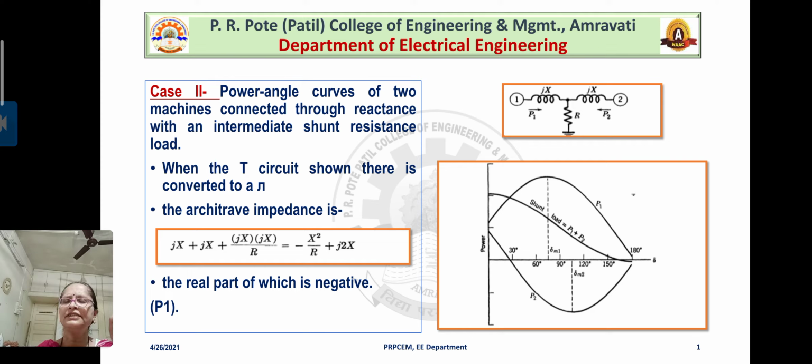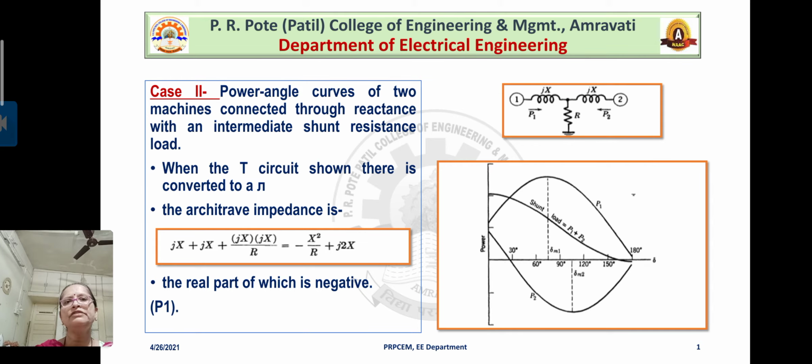Now you are familiar. This circuit, is it a pi network or T network? Correct. It is a T circuit. So when the T circuit is shown here, we have to convert it into the pi. Then architrave impedance you can easily find out. You know how to convert T to pi, pi to T. Simple, star delta conversion, delta star conversion.